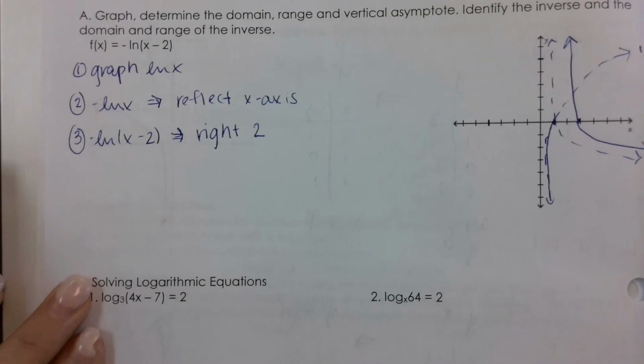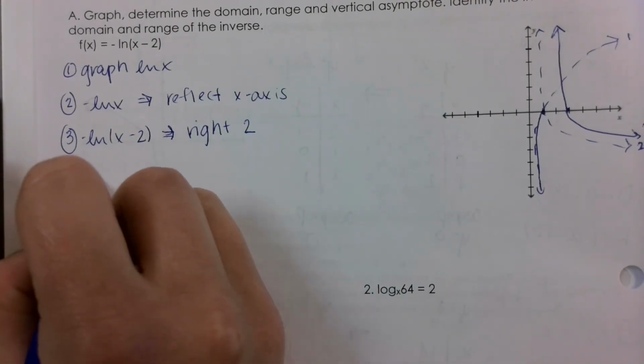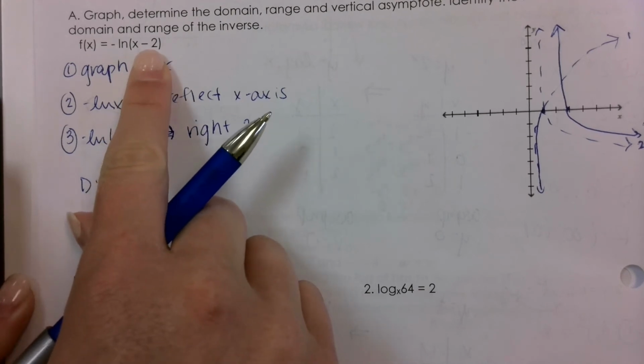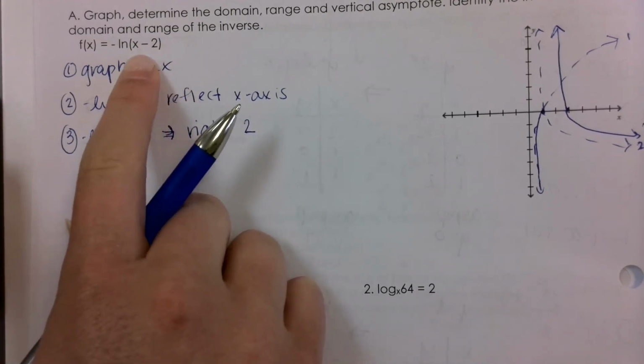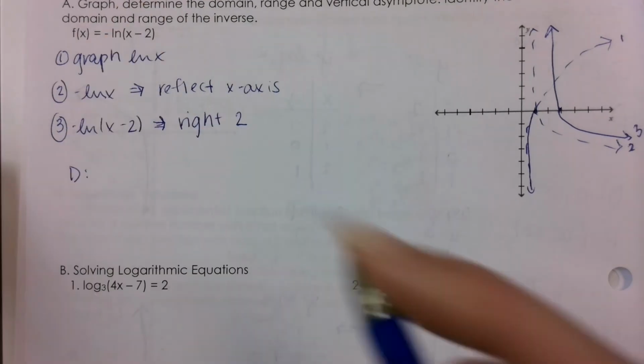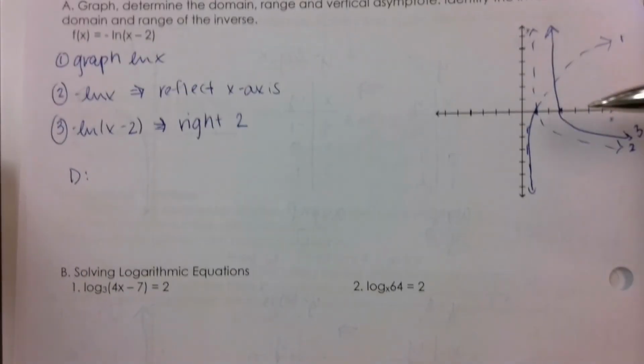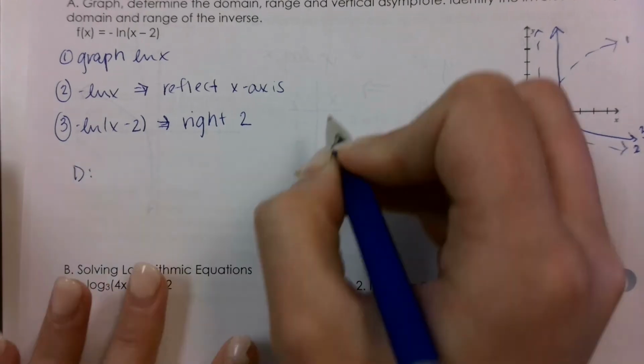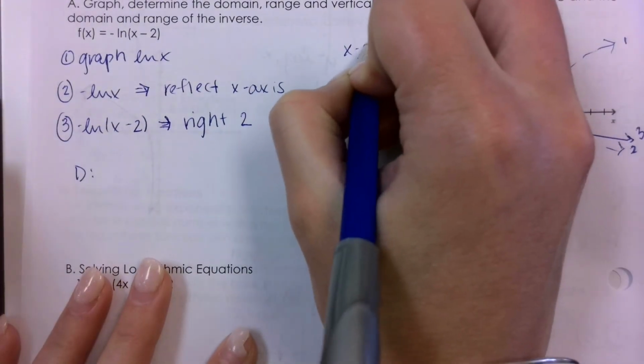Is that all right? Are we okay with getting the graph? Yes, no, maybe. Alright, so I'll put a 3 beside that one, so that's our final graph then. So then we need to find the domain and the range and the vertical asymptote.